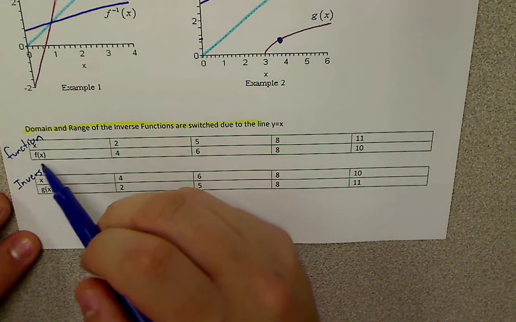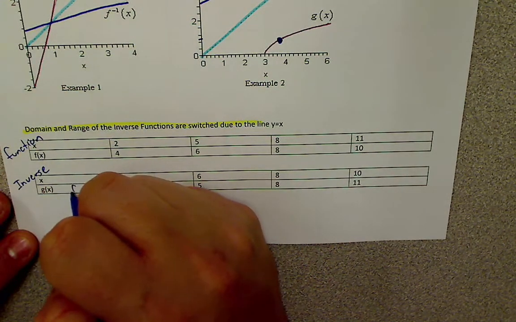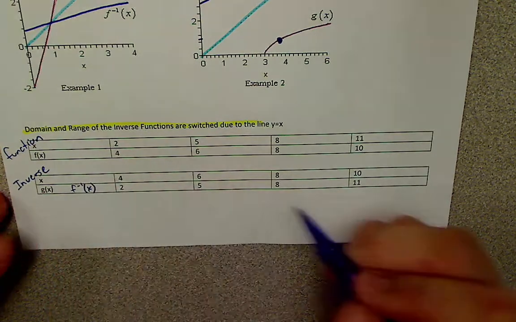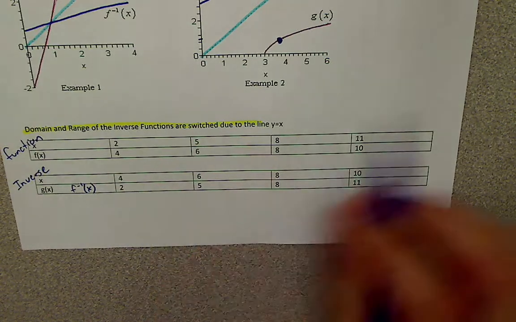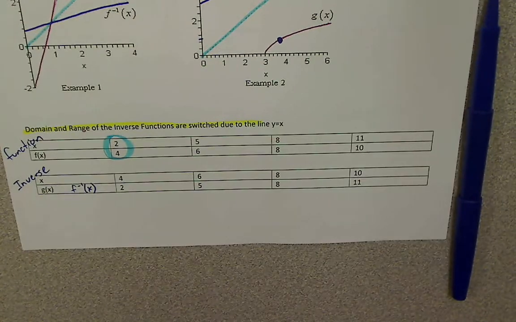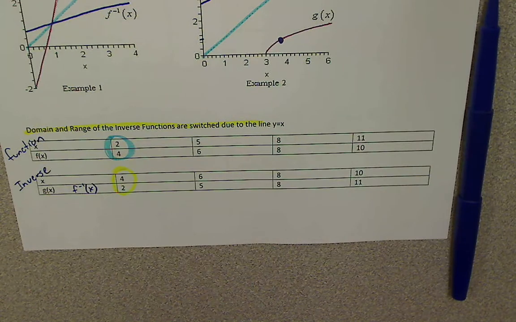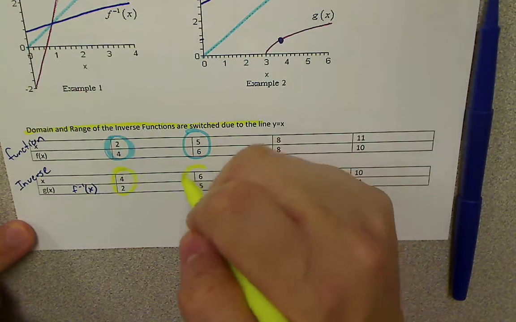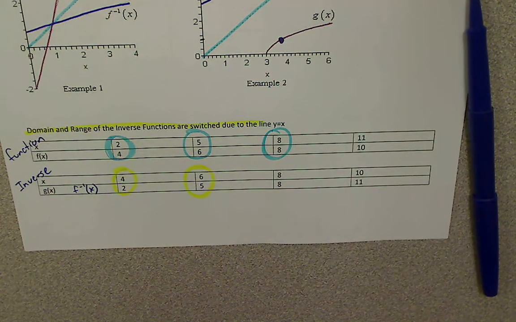Now, first of all, notice that this is f of x and g of x. That's okay also. It doesn't always have to be f of negative 1 x. It works by naming them two different letters. But here's what I do want you to notice. If the point exists at 2, 4, then on the inverse function, the point exists at 4, 2. Interesting. If the point exists at 5, 6, then the point on the inverse would exist at 6, 5. So on and so forth.